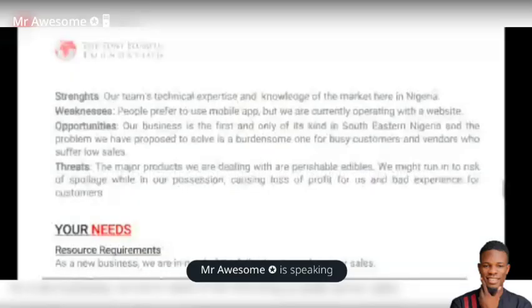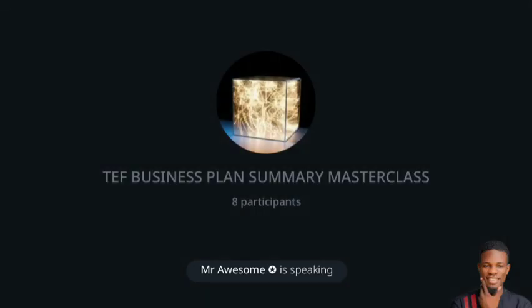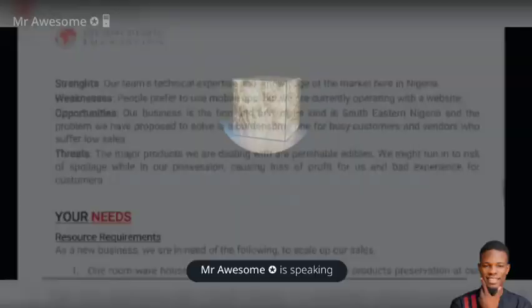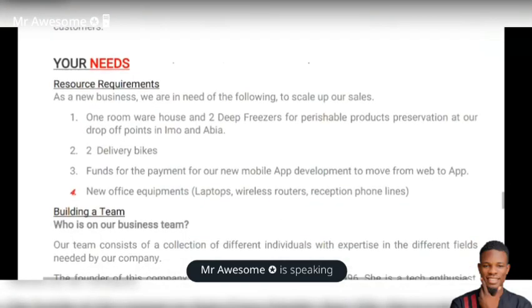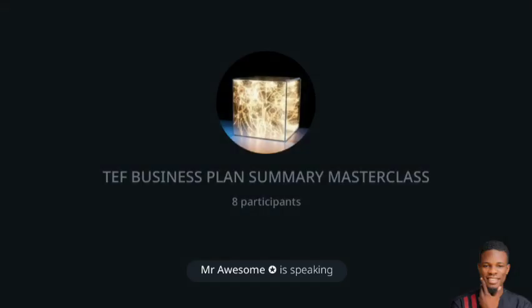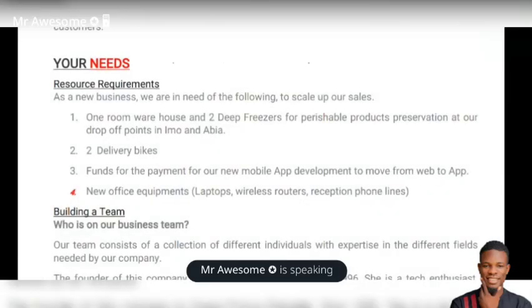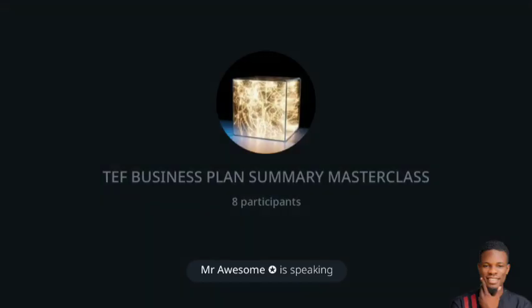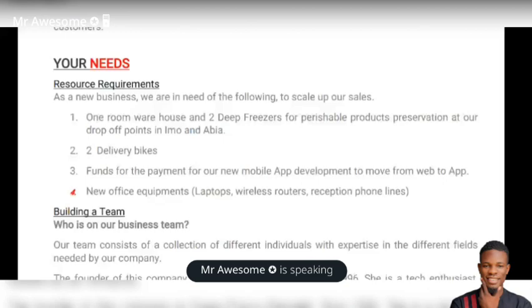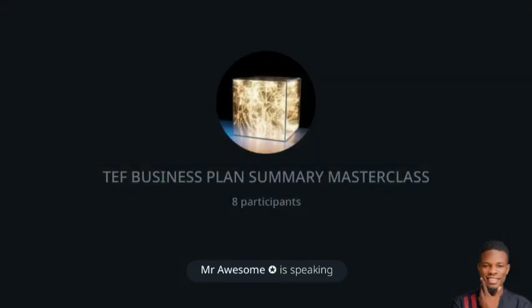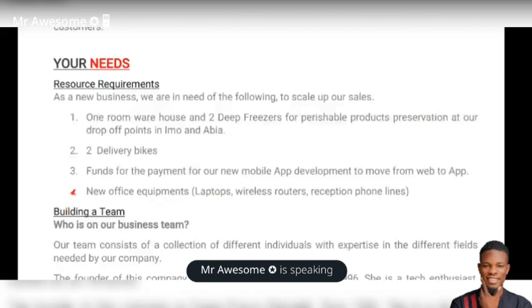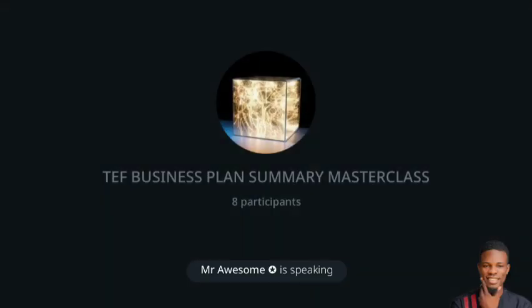Then what are our needs? We highlighted our needs. We said, as a new business, we are in need of the following to scale up our skills: a 1-room warehouse and 2 deep freezers, delivery bikes, funds for payment of our new mobile app, new office equipment, laptop, wireless routers, reception phone lines, and so on. That is what our needs were.